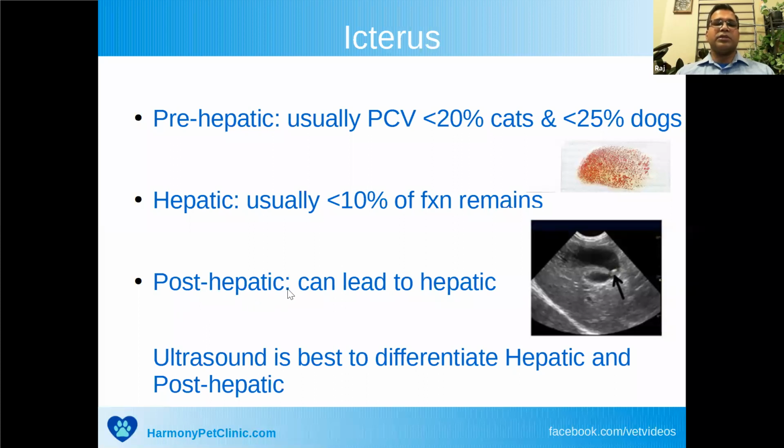Post-hepatic is mainly from cholestasis. If there is any blockage of the bile duct, bile is not able to escape out of the liver, it accumulates in the gallbladder, and bilirubin is absorbed into the circulation and leads to icterus. Ultrasound is a very good test to differentiate hepatic and post-hepatic. Mostly we can see dilated bile ducts or bile stone obstruction. And because this bile accumulation in the liver is toxic to the hepatocytes, post-hepatic icterus can lead to hepatic icterus, affecting the liver.